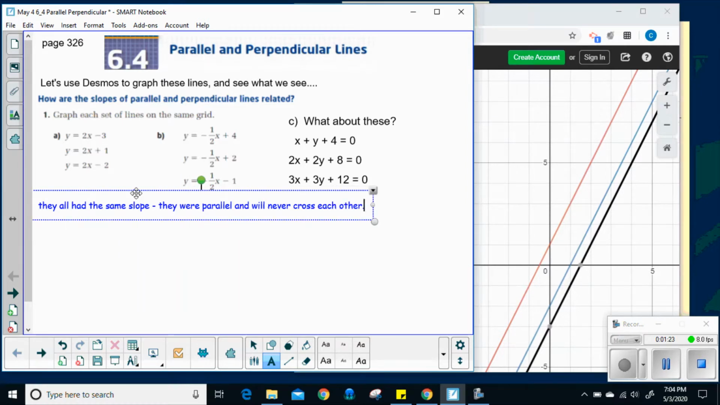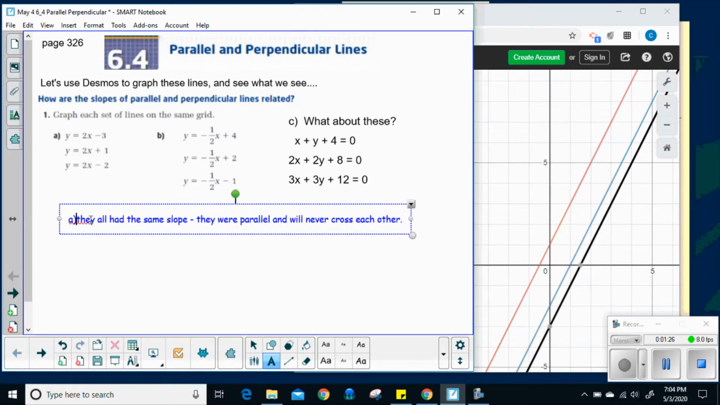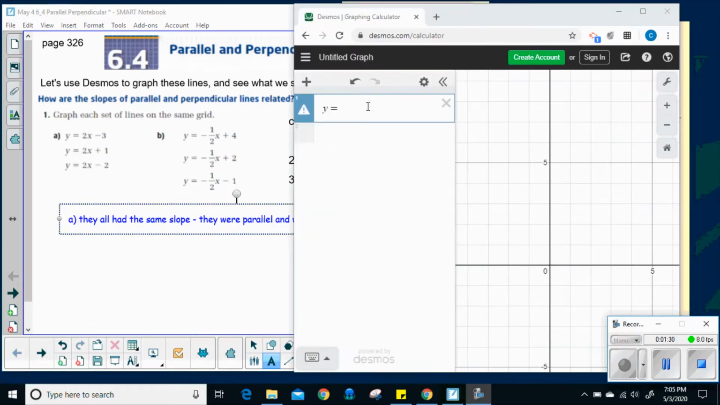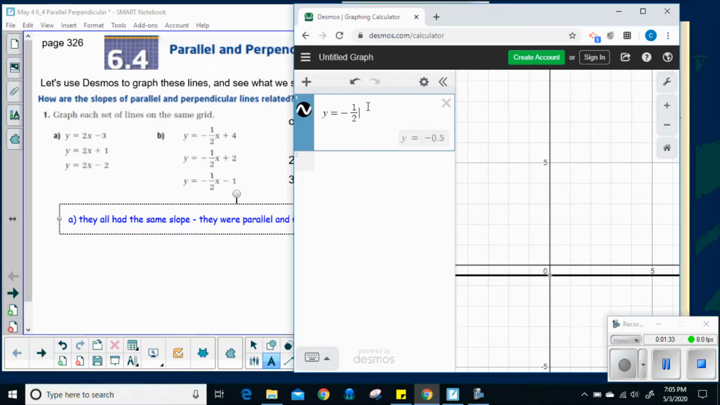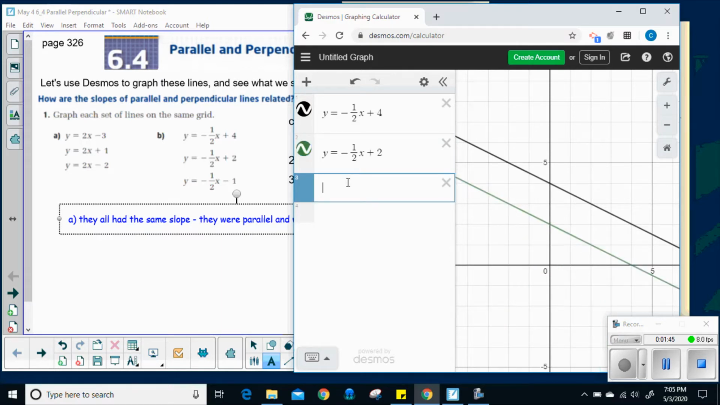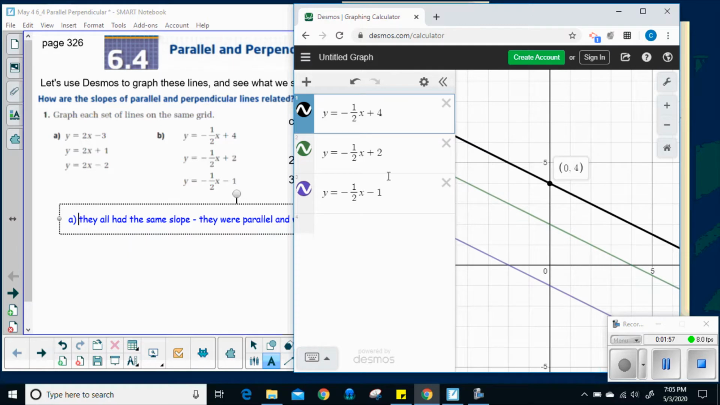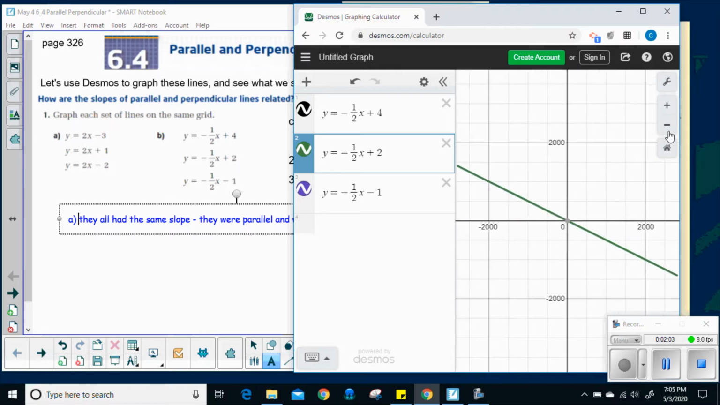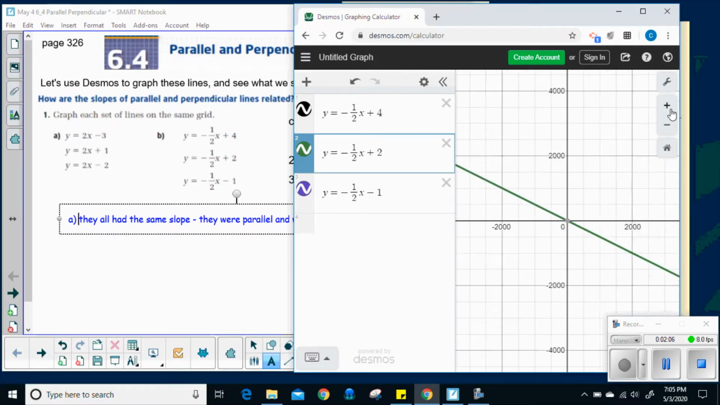Okay, how about we try the ones for B? Let's see what they look like. Back in Desmos, y equals -1/2 x plus 4. y equals -1/2 x plus 2. And y equals -1/2 x minus 1. Again, we've got different y-intercepts, -1, 2, 4, and again the same slope. They are never going to cross. So these lines are parallel.